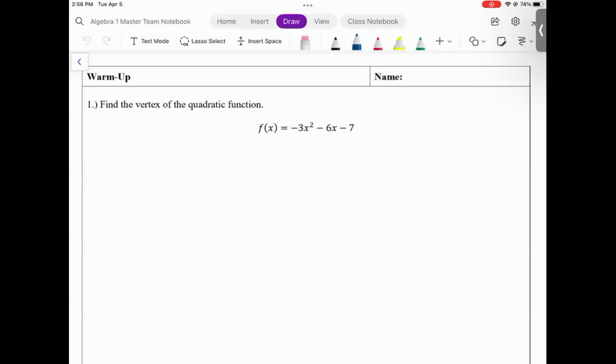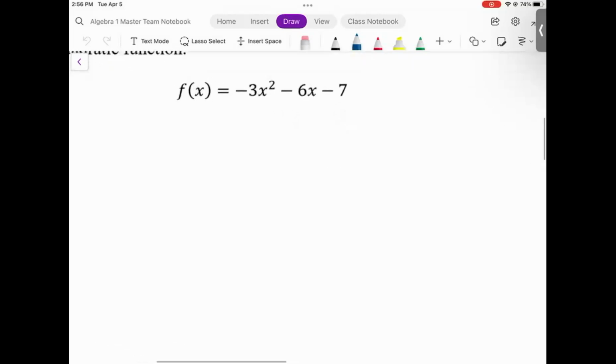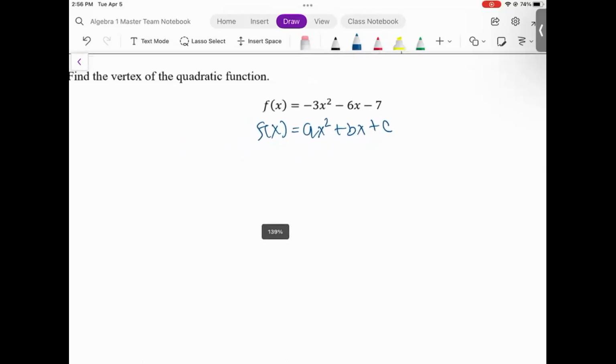All right, so hopefully you guys did an amazing job. I'm gonna go over the warm-up just so you can see how it's supposed to be done. So this question is asking you to find the vertex of the quadratic function. Yesterday, we went over how to do that. Now, remember that this is in the form of f of x is equal to ax squared plus bx plus c, which means it's not giving us the axis of symmetry and it's not giving us the vertex.